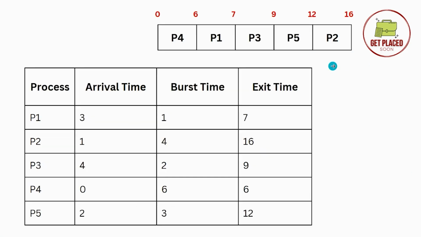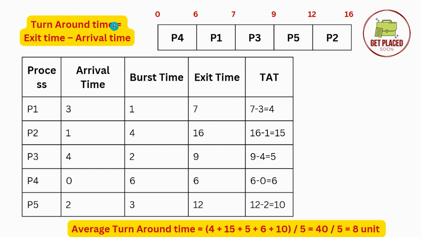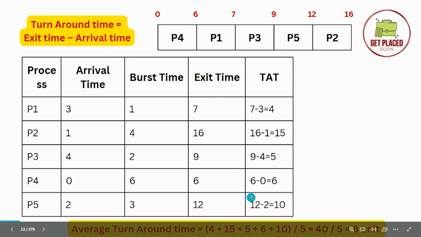Once we have the Gantt chart, we can also note the completion time, which is also known as exit time. P1 completes at 7, P2 at 16, P3 at 9, P4 at 6, P5 at 12. Note all these values in the table below. With the help of exit time, we can calculate the turnaround time. Turnaround time is equal to exit time minus arrival time. So 7 minus 3 is 4, 16 minus 1 is 15, 9 minus 4 is 5, 6 minus 0 is 6, 12 minus 2 is 10.